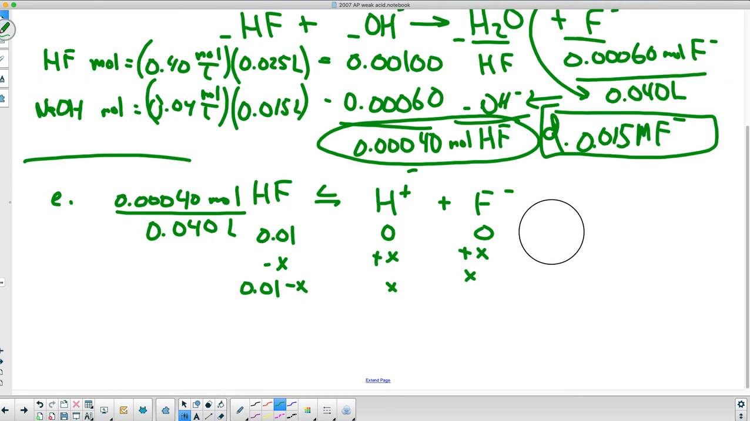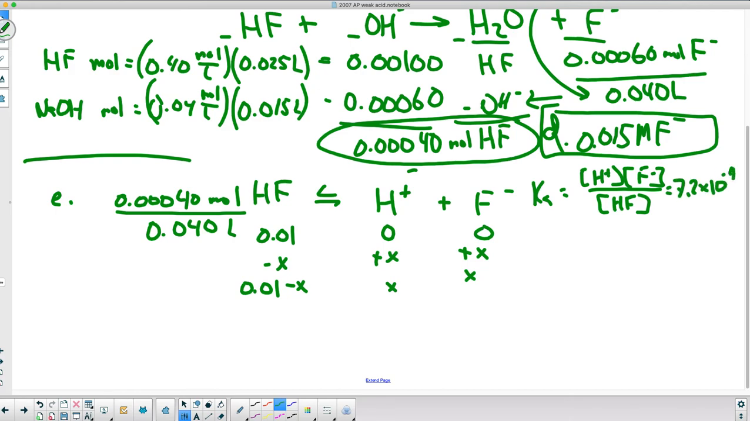Now what I'm doing is I'm doing my Ka, still hasn't changed. It's H plus F minus all over concentration of HF. So all of that still equals 7.2 times 10 to the negative fourth. That hasn't changed either. So now I got X squared over 0.01, and I got rid of this. Boom, boom. Get rid of it. Gone. 5% rule. So it's gone, which means equals 7.2 times 10 to the negative fourth.